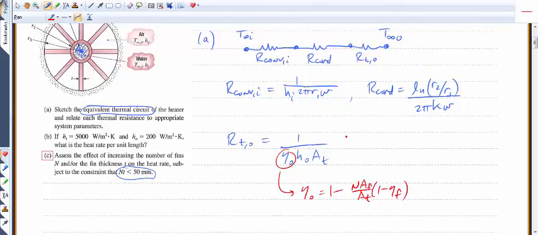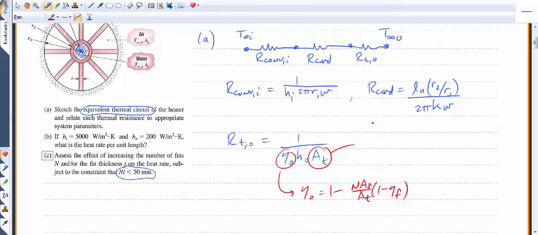And A_t is the area associated with the entire fin array. And you can see from the figure that this is equal to the outer surface area of the inner tube that's not covered by fins, plus the area of the fins themselves.